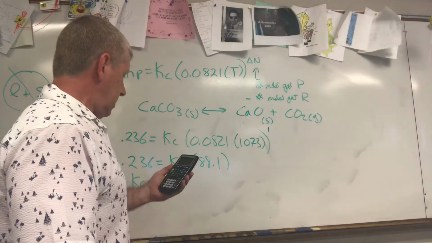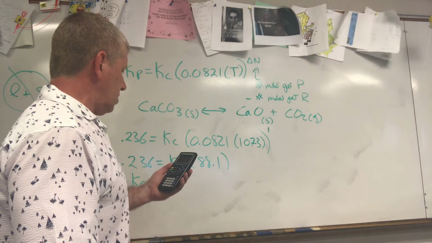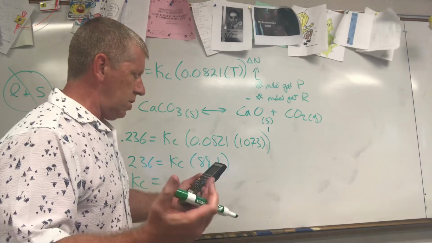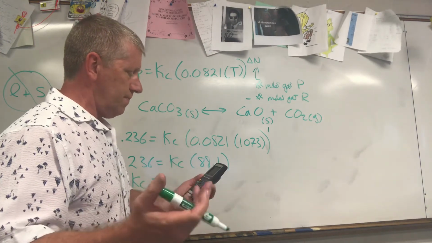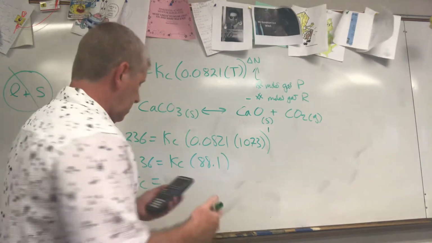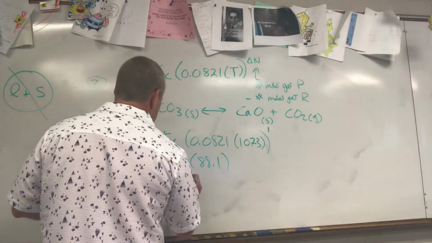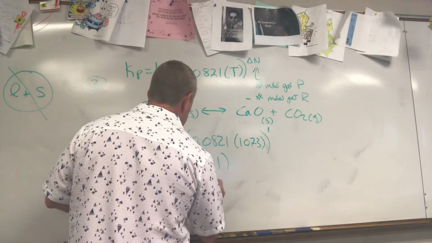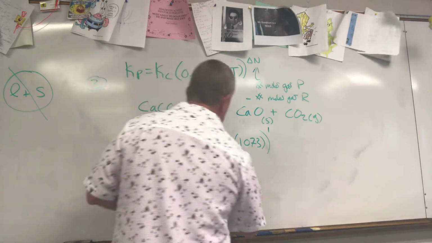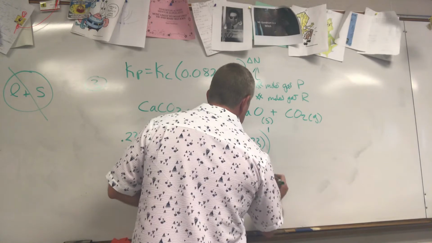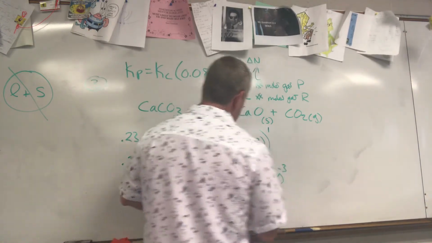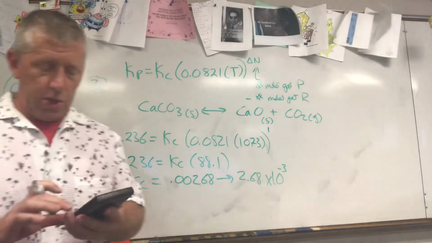So what do we get? 0.00267. All right, so let's round that to 0.00268, we'll have 3 significant digits. That's the same thing as 2.68 times 10 to the negative third. Okay, that's the Kc value.